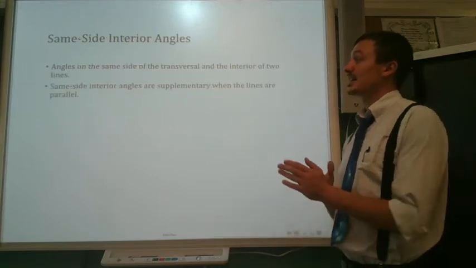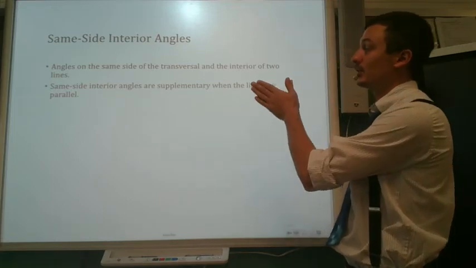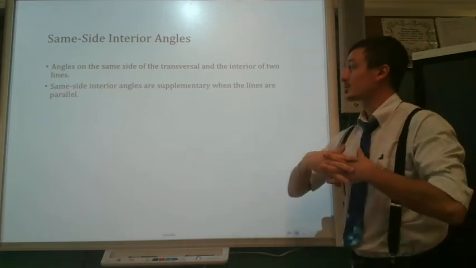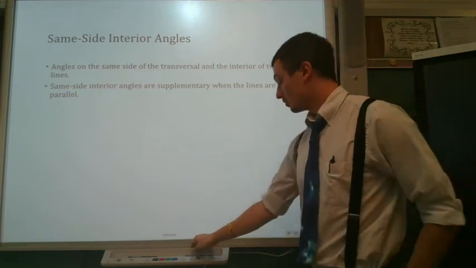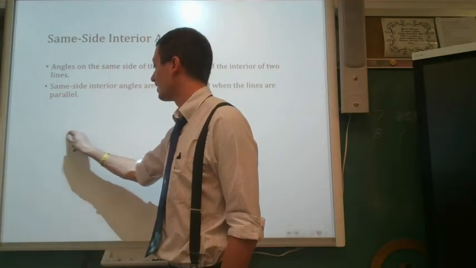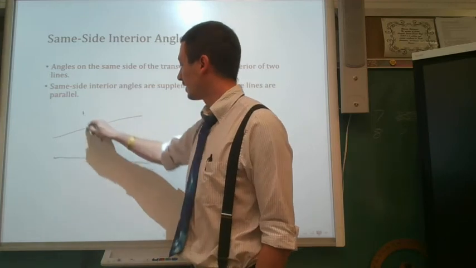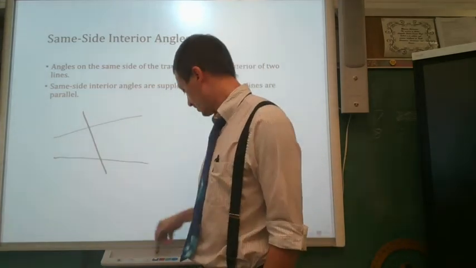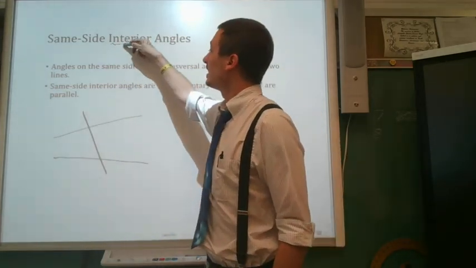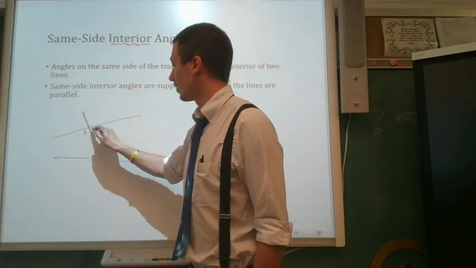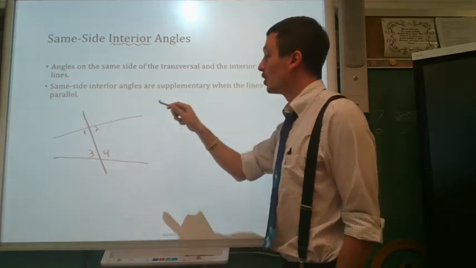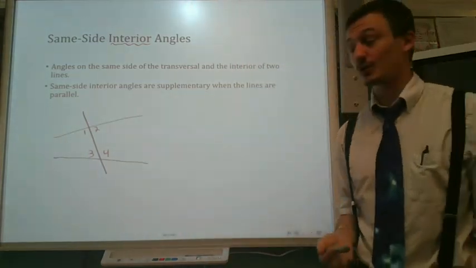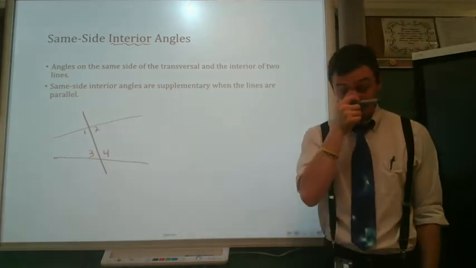Then we have same-side interior angles. Same-side interior angles are angles on the same side of a transversal and the interior of two lines. So let's say we have this line and that line and a transversal. Let's only worry about the interior angles. So let's just say 1, 2, 3, and 4. 2 and 4 are same-side interior angles, and 1 and 3 are same-side interior angles.